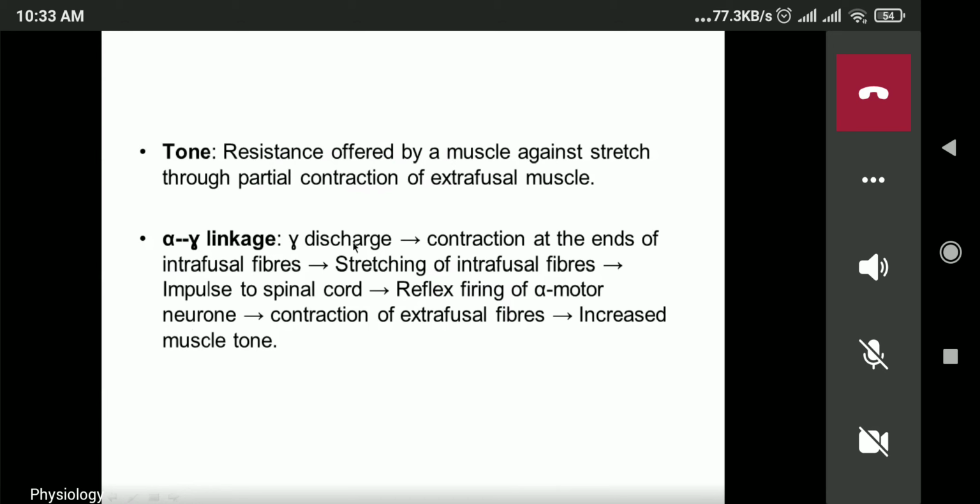So when there is gamma discharge, there is contraction of the ends of the intrafusal muscle. So stretching of the intrafusal muscle fibers causes impulse to the spinal cord. So there is reflex firing of the alpha motor neuron. So contraction of the extrafusal muscle, increased muscle tone. It comes very, very frequently.